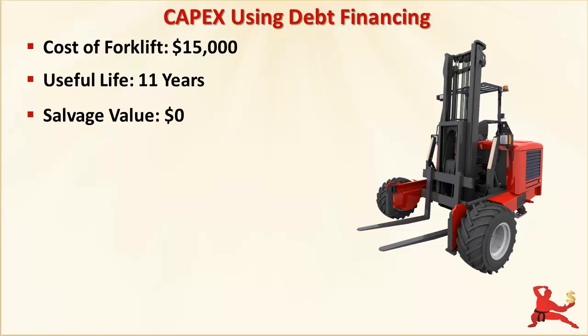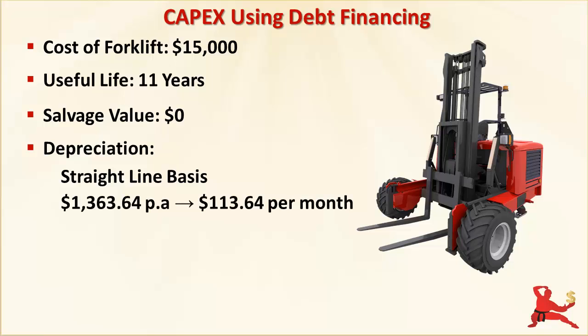We'll assume that by the end of 11 years, that forklift isn't going to be worth anything. So that forklift will be depreciated at $1,363.64 per year. Now, $15,000 is a lot of money to pay out of our own cash. Let's say we are doing this also in month 8.